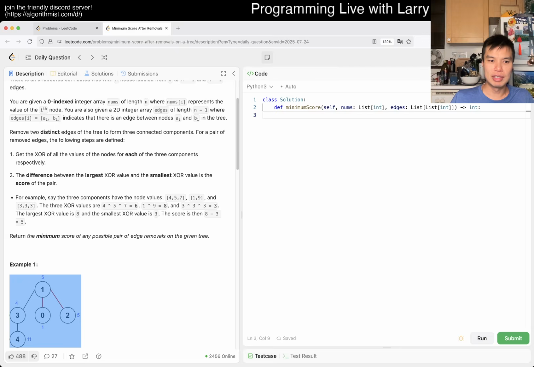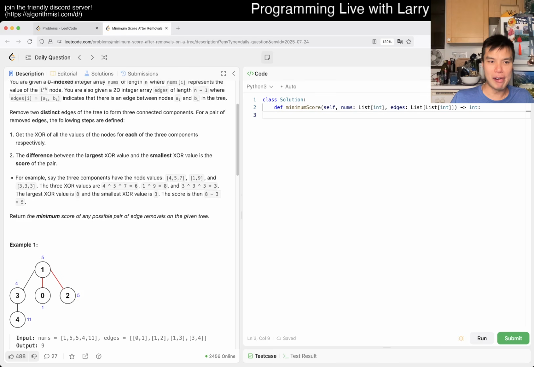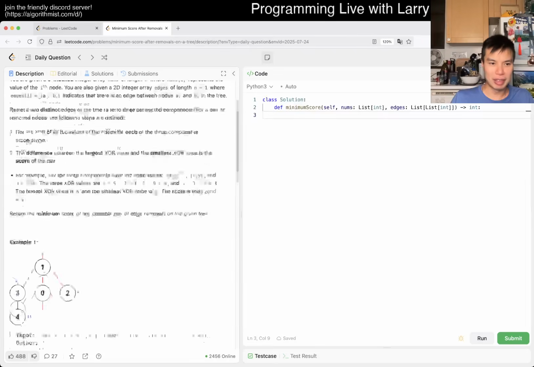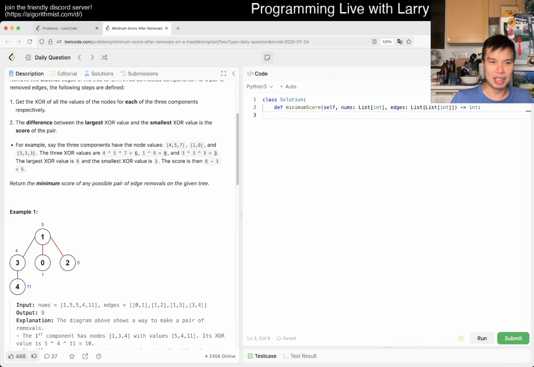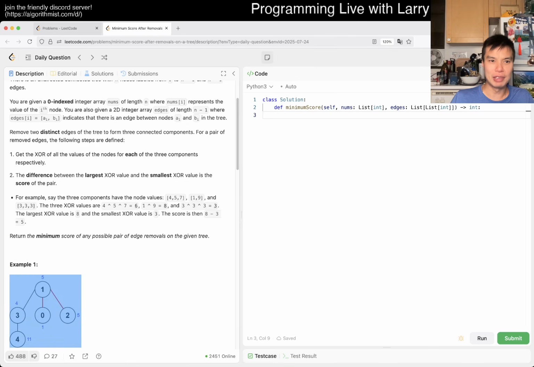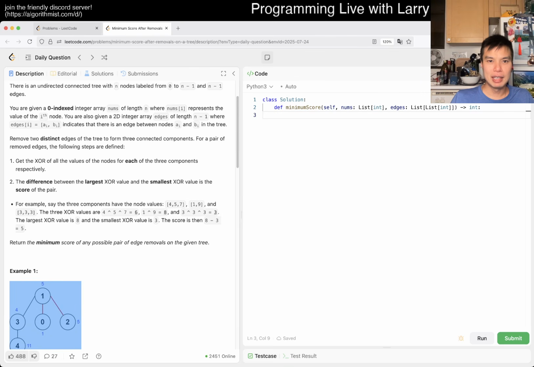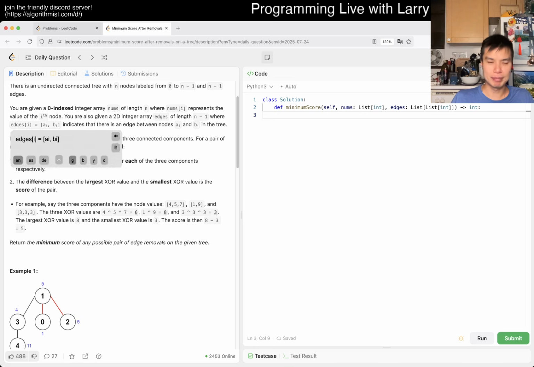Okay, so the blue are the values. And then you have edges, which is an edge list, right? Not an adjacency list, an edge list.